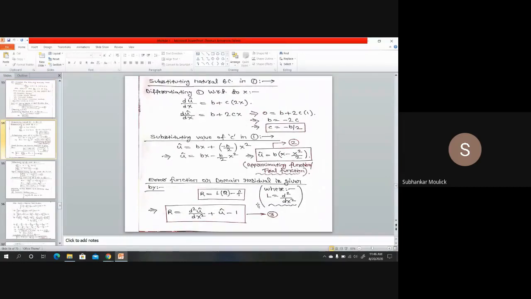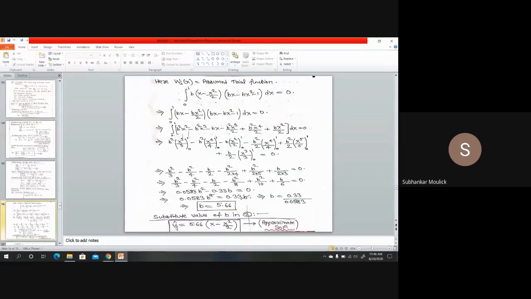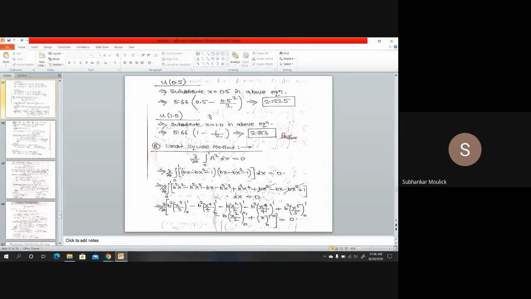So I have the given value of u, which is u cap, the approximated solution. Put x equal to 0.5, you will get the value of u. Second time, put x equal to 1, you will get the value of u cap. So for u of 0.5, the value is 2.1225, and for u of 1, the value is 2.83.